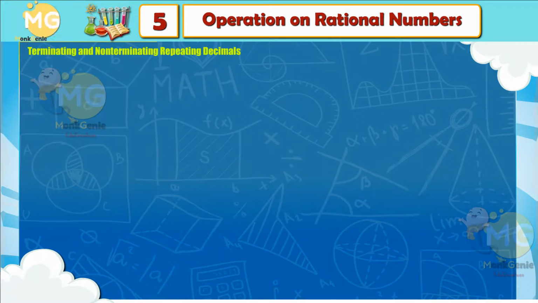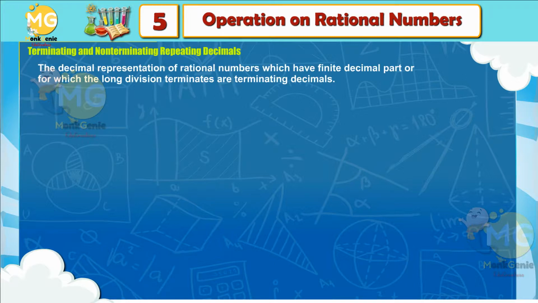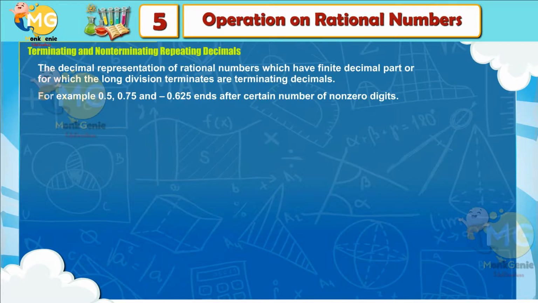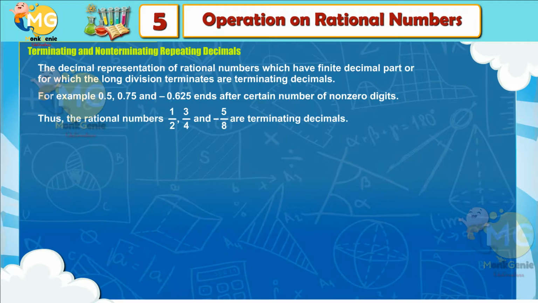Terminating and non-terminating repeating decimals. The decimal representations of rational numbers which have a finite decimal part, or for which the long division terminates, are terminating decimals. For example, 0.5, 0.75 and -0.625 end after a certain number of non-zero digits. Thus, the rational numbers 1/2, 3/4 and -5/8 are terminating decimals.